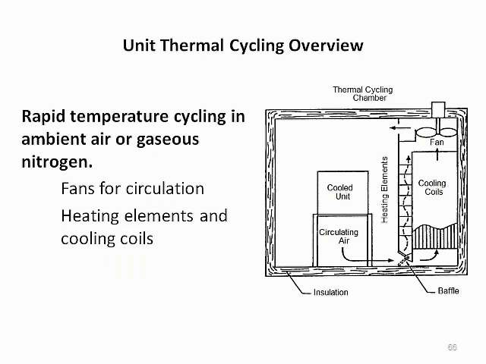The first type of unit test we will discuss is the thermal cycle test. Thermal cycle testing consists of rapid temperature cycling in ambient air or gaseous nitrogen. Fans are typically used to circulate the air and modestly increase convective heat transfer. Heating elements and cooling coils are used to rapidly heat or cool the air as needed to achieve temperature cycling.